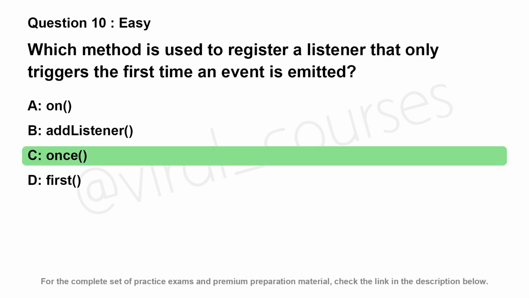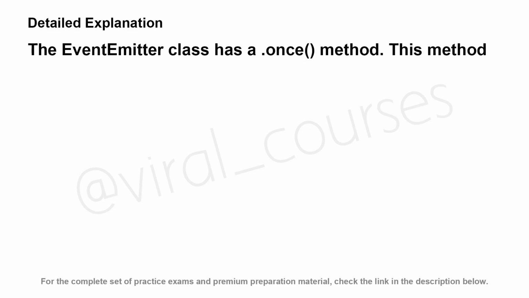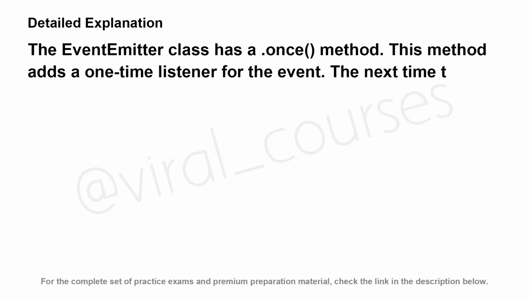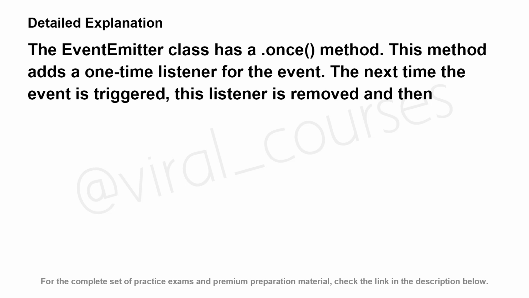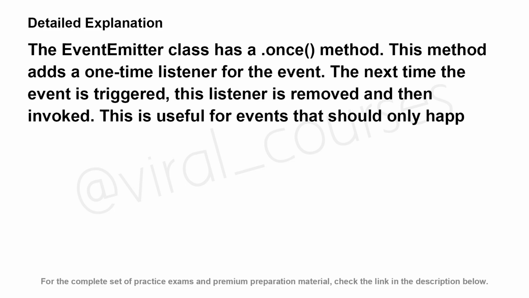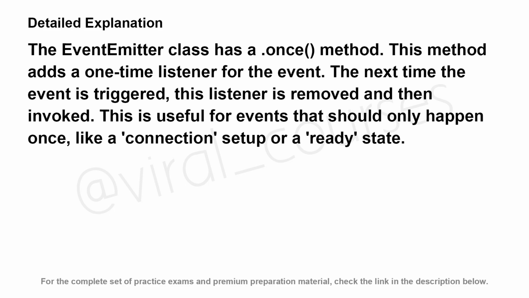The correct answer is C. The EventEmitter class has a once method. This method adds a one-time listener for the event. The next time the event is triggered, this listener is removed and then invoked. This is useful for events that should only happen once, like a connection, setup, or a ready state.